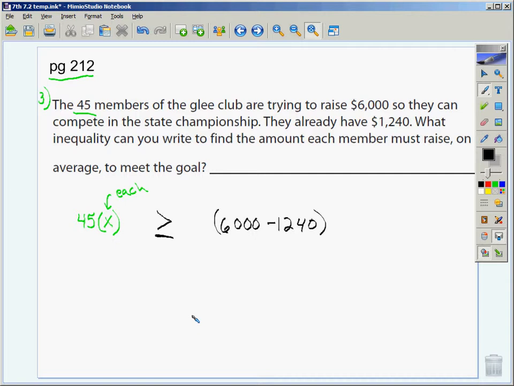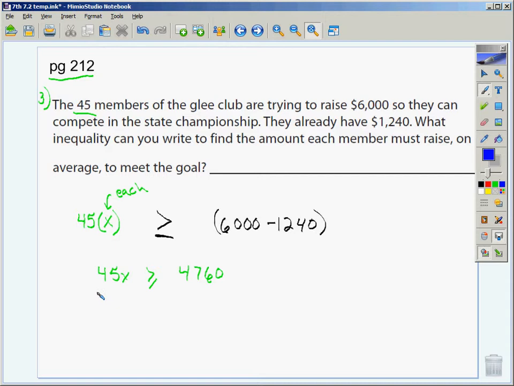Question? So you would do the measure how much they have to raise and is equal to, greater than or equal to? Then you would do 6,000 minus 1,240, yes. So, since they asked me to write it, this is now written, and I'm going to solve it. I have 45x is greater than or equal to, when I subtract 6,000 and 1,240, I get 4,760. What would I do now to solve this inequality?